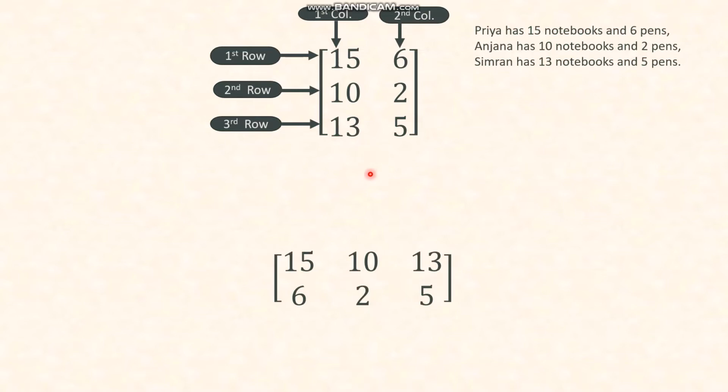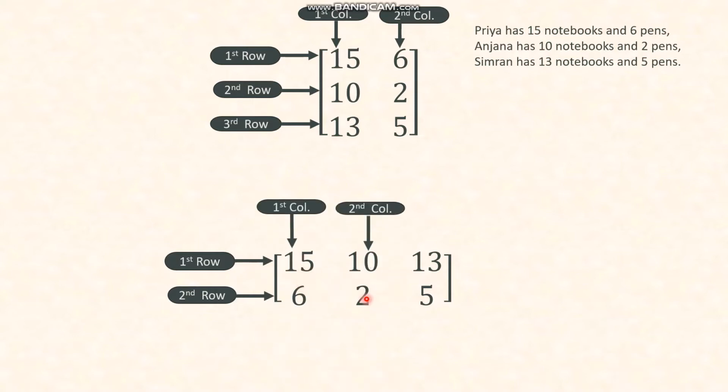The second arrangement is this one. Here 15, 10 and 13 represent the notebooks occupied by Priya, Anjana and Simran. So we'll name this the first row. And 6, 2, 5 represent the pens occupied by Priya, Anjana and Simran. So we'll name it the second row. Again, this is the first column, this is the second column and this one is the third column. So this is the arrangement. This is a different kind of arrangement of the same data.